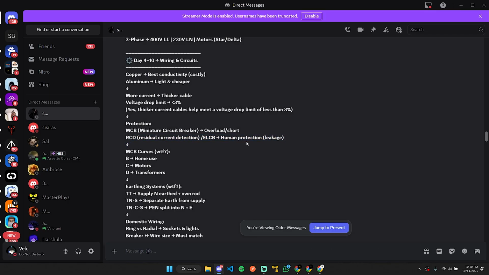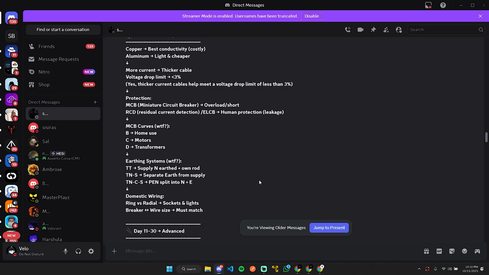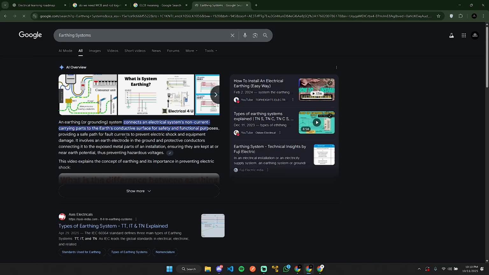MCB, RCD, which is residual circuit current detection. Home motors, yeah, so MCB curves. Okay. Earthing systems, let's see. It connects non-current carrying parts in electrical systems to the Earth's conductive mass, creating a safe path for fault currents to prevent electric shocks, right?